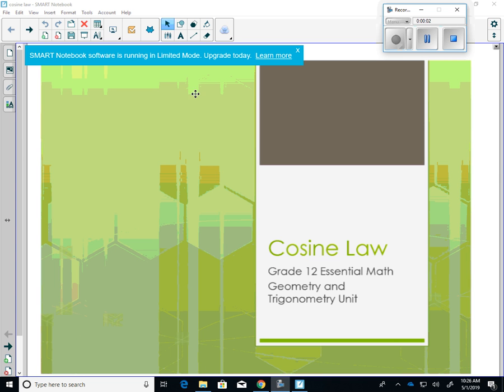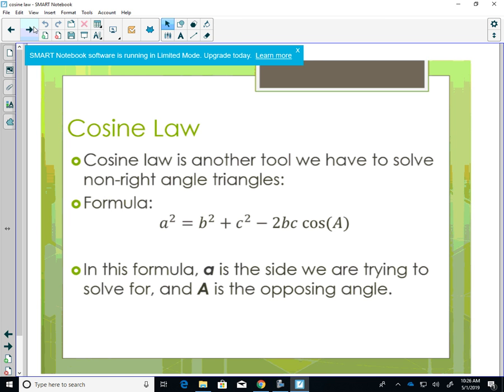We are ready to roll with the cosine law. So the last one was called the sine law. I had the trigonometric function, sine, in it. Guess what this one's going to have in it? Cosine. Okay, so the cosine law is another tool that we have to solve non-right angle triangles.